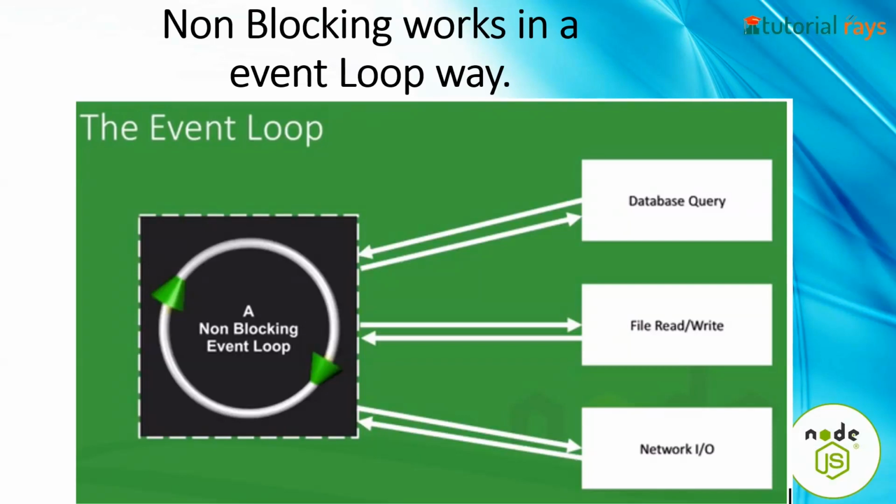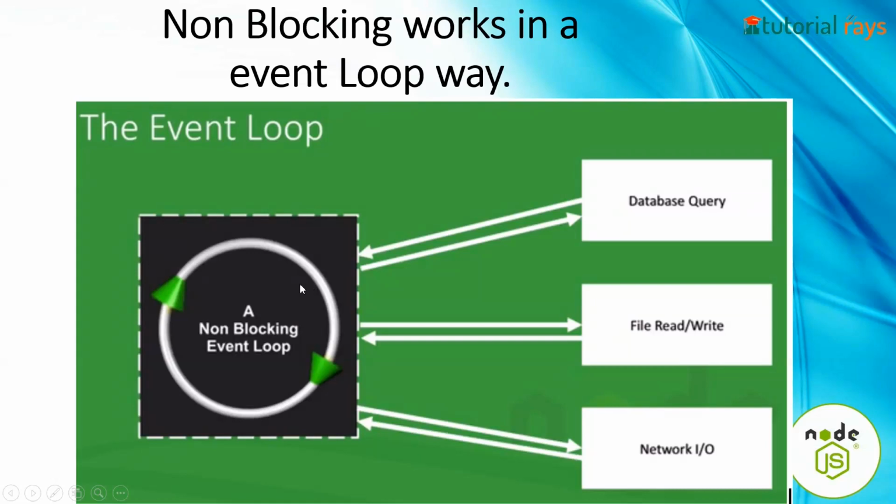So what does it do? There is a non-blocking event loop. It keeps running here and keeps checking which one will take less time. Sometimes it goes to a database query, sometimes file reading, sometimes IO. It is like in a shop, where the main owner is sitting there and tells the staff, you give this article, you give this article, you give this article. He keeps watching. In the same way, the event loop sits here and checks which one should go first.